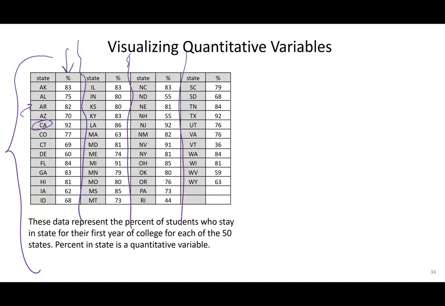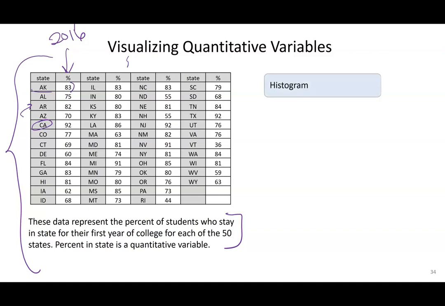And the percent here represents the percent of students who stay in state for their first year of college. And this was in one particular year. So, I don't know, let's say 2016. So in 2016, they did a survey, found that in Alaska, 83% of students stayed in their home state of Alaska their first year of college.